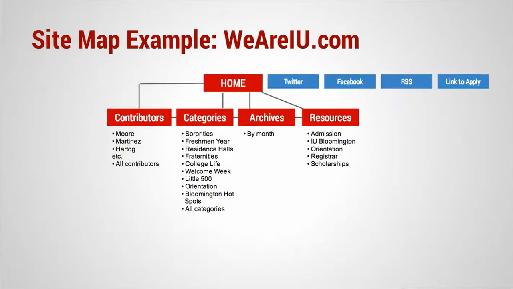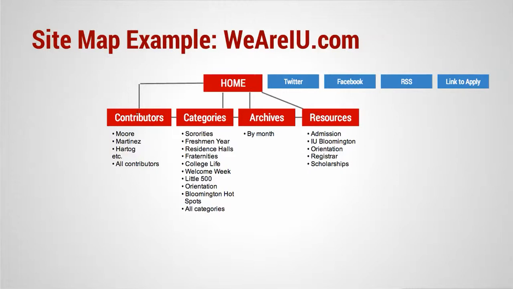Let's take a look at wireframes.com, which we've looked at quite a bit as well. They have a very similar setup, and this time I just did it a little bit differently. I put all the social media in blue. On wireframes.com, the social media is all up in the header, so I put it up with home to indicate that it's all accessible from everywhere: Twitter, Facebook, RSS, and link to apply. And from the home page, you can access contributors, categories, archives, and resources.